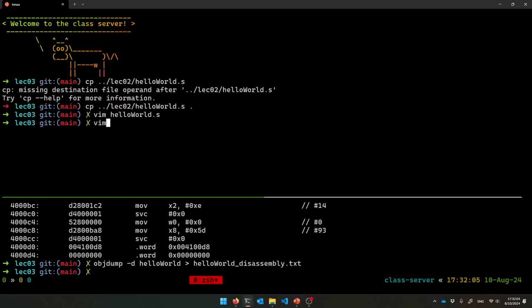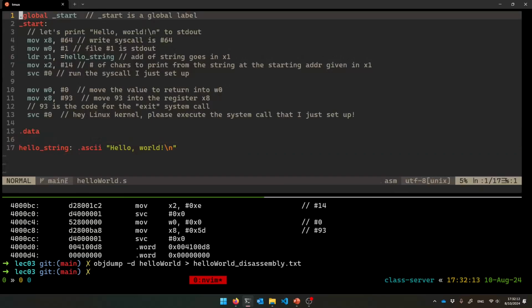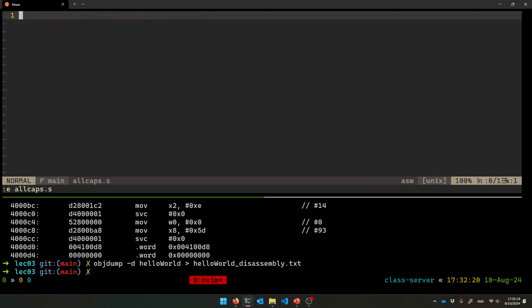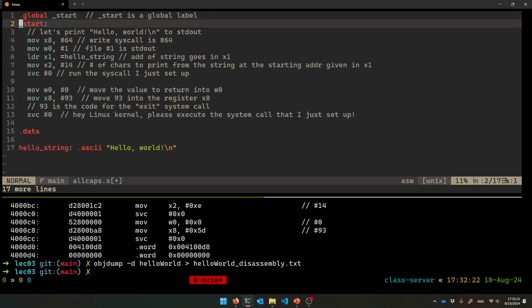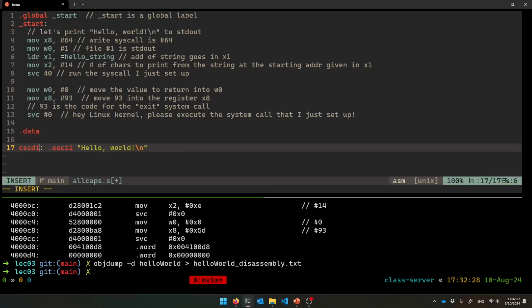Let's do hello world. Let's start with that, and I'll steal it and turn it into another program called allcaps.s. All right, so let's put a string in the data section instead of hello. Let's have it be CSCI, at the label called CSCI, and I'll keep the new line.